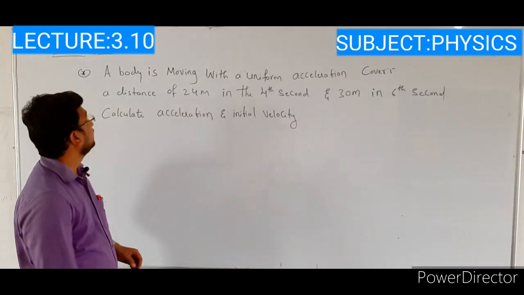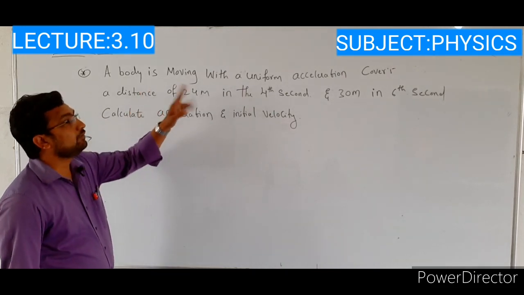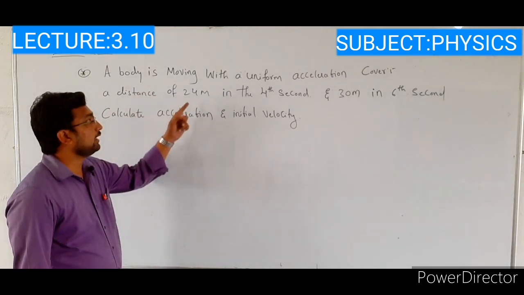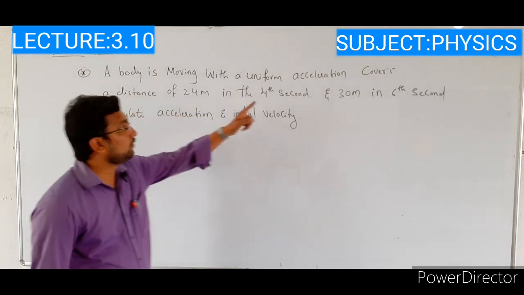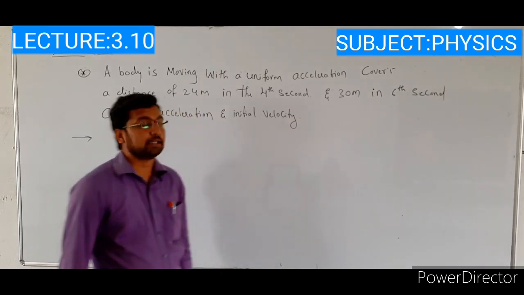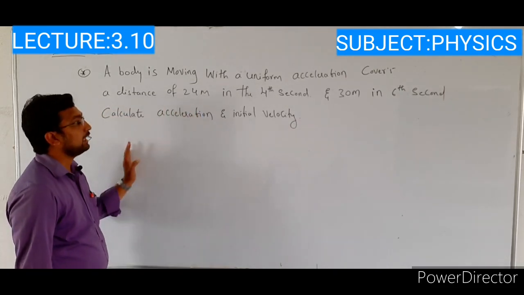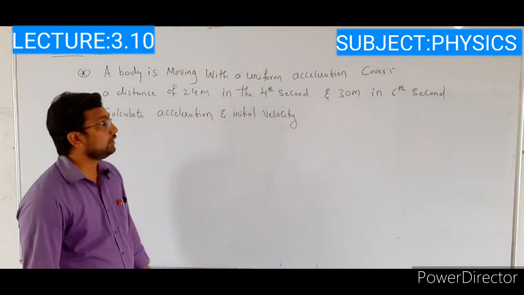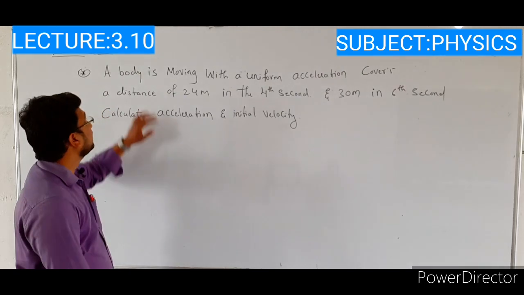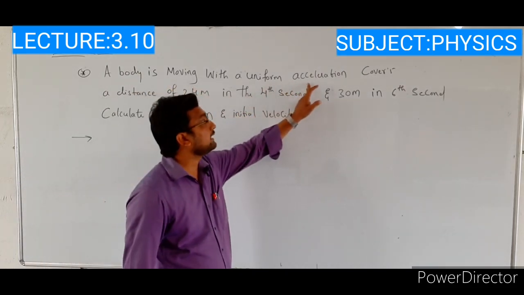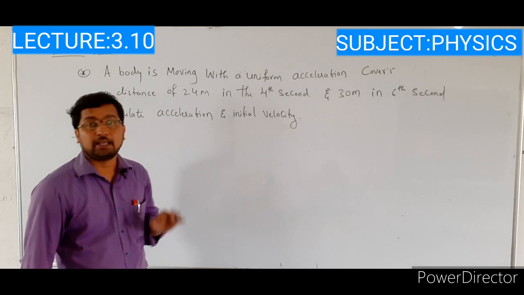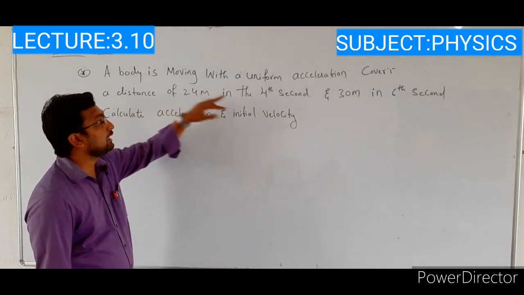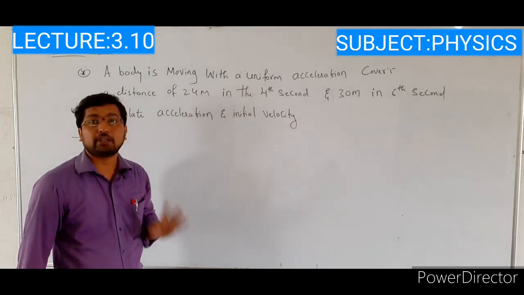Okay, see here. A body is moving with a uniform acceleration, covers a distance of 24 meter in the 4th second and 30 meter in the 6th second. Calculate acceleration and initial velocity, right? In this case they mention a condition, that a body is moving with a uniform acceleration. Uniform acceleration means acceleration is constant. After that, the distance of the particle in the 4th second is given, that is 24 meter.